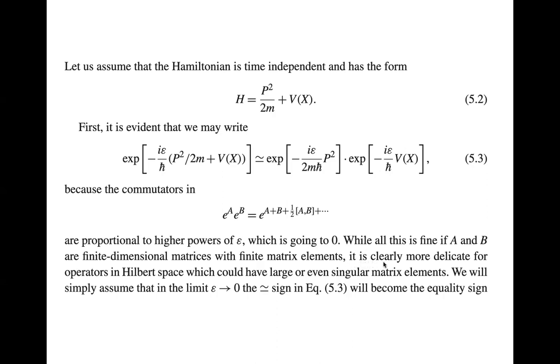So it is clearly more delicate for operators which could have larger or even singular matrix elements. So we will simply assume that in the limit epsilon goes to 0, this approximate sign becomes an equal sign, right?